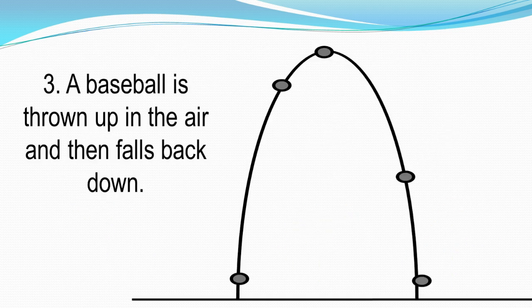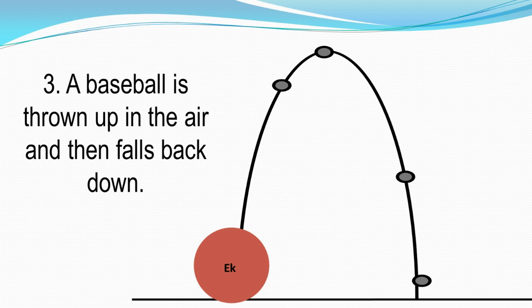Number 3, a baseball's thrown up in the air and then falls back down. We know that when you throw a ball in the air, throw any object in the air, it slows down due to gravity on the way up, stops, changes direction, and then speeds up on the way back down. We can use those observations to help us understand the relative amounts of different forms of energy.